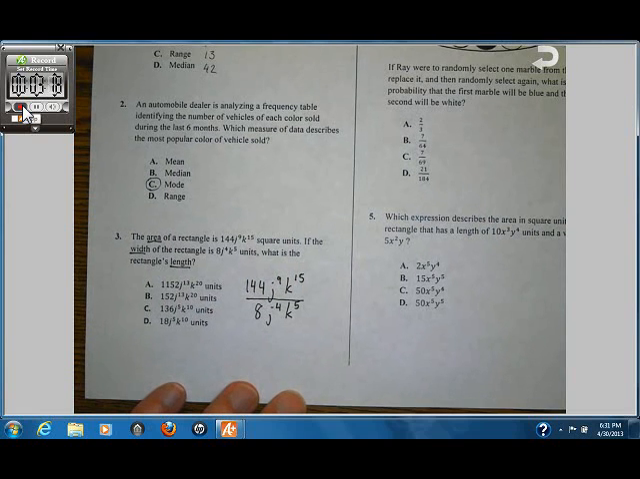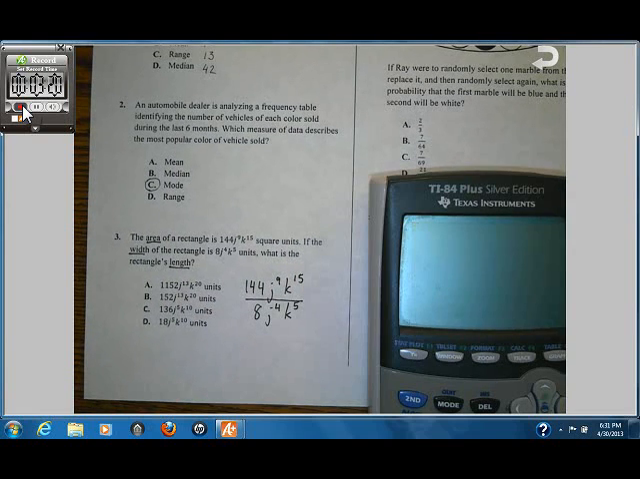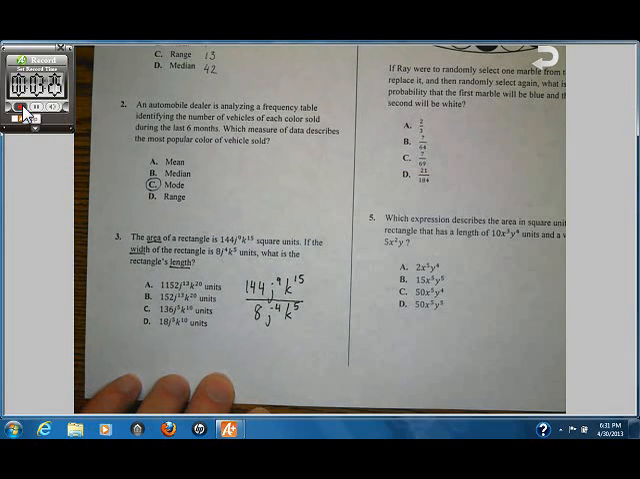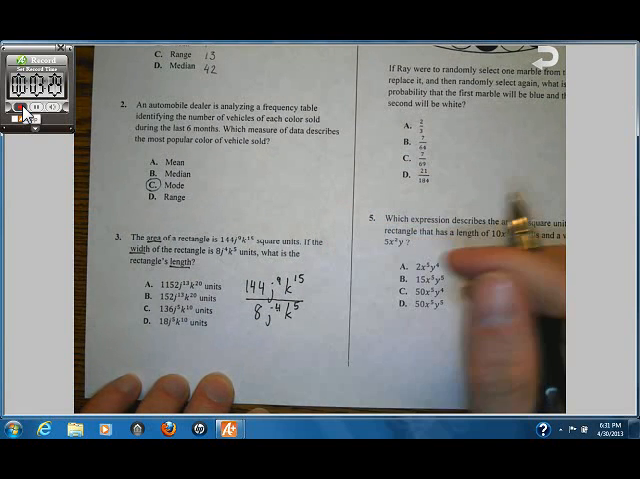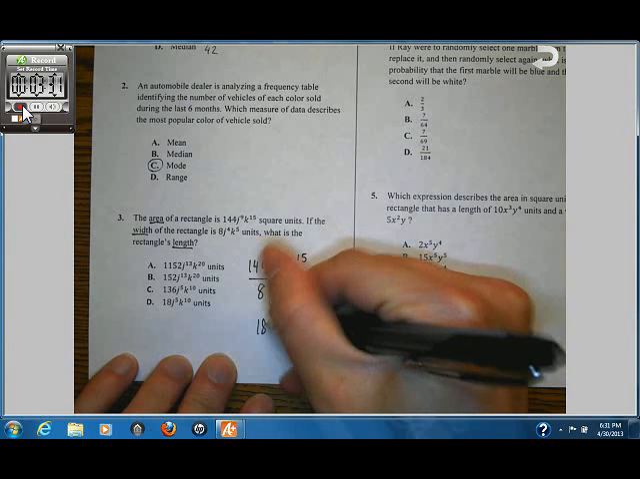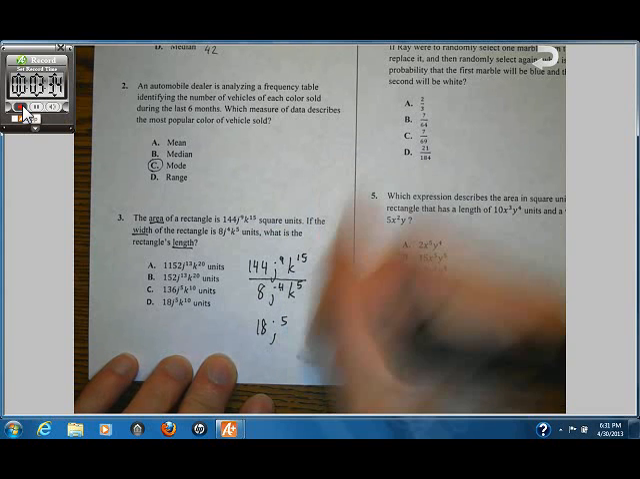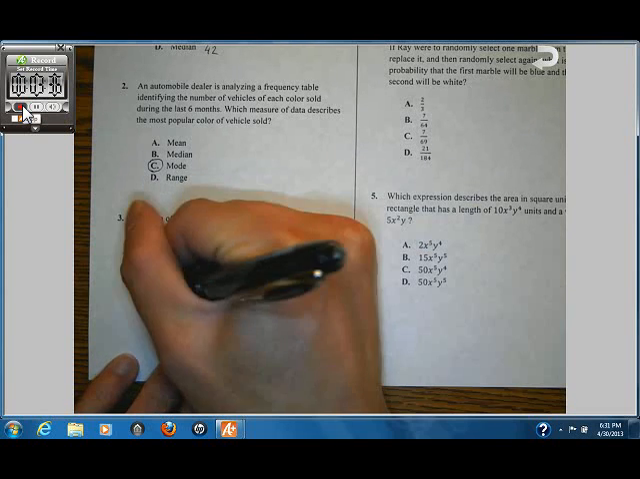Of course, on the test you will have your calculator. 144 divided by 8 is 18. J to the 9th divided by j to the 4th, you subtract the exponents, so you should have 18 j to the 5th, k to the 10th, which is consistent with choice D.